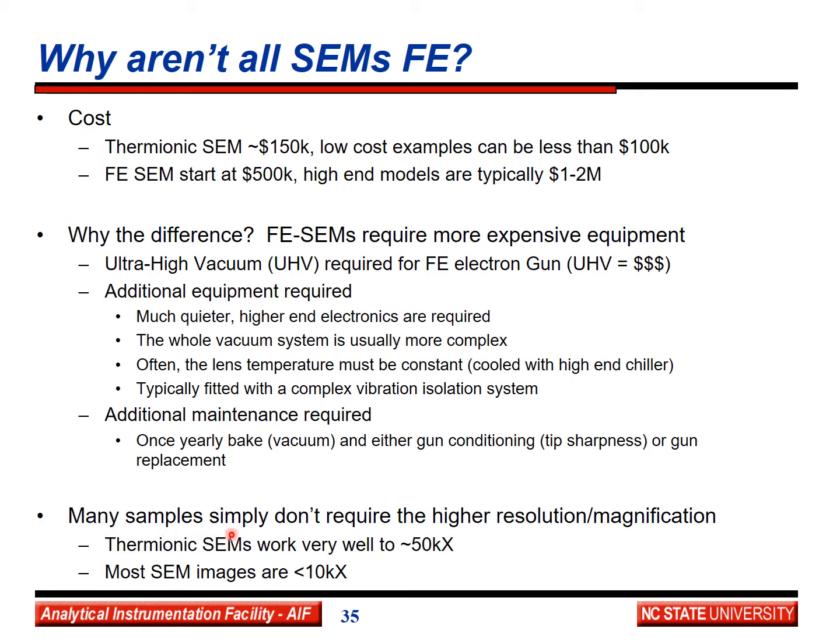And also, consider that many samples just don't require super high resolution and magnification. Thermionic SEMs can be made to work very well up to about 50,000 times magnification, although your low-end models will top out at about 10,000 in terms of usable magnification. And most SEM images are still less than 10,000x. The people who are taking really high magnification and want super high resolution are people who are studying solid state interactions and solid state things that are going on where they need the material science size features. People who are doing biology and looking at industrial samples, those tend to be much, much larger.